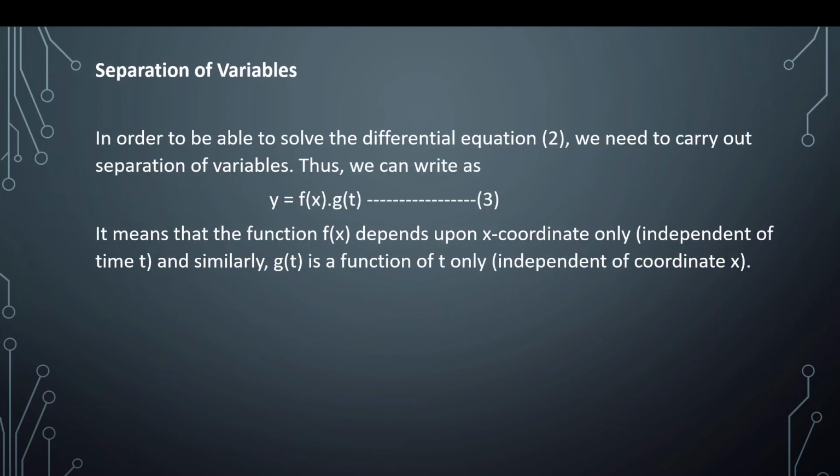Separation of variables. Because here the amplitude depends on two variables, in order to be able to solve the equation, we need to separate the variables. So we can write y equal to f(x) g(t). These two are functions. The function f(x) depends on position x only, not t. Likewise, the function g(t) depends on time t only, not position x. So both are independent.